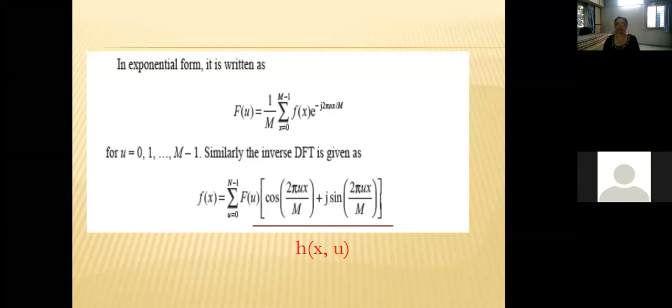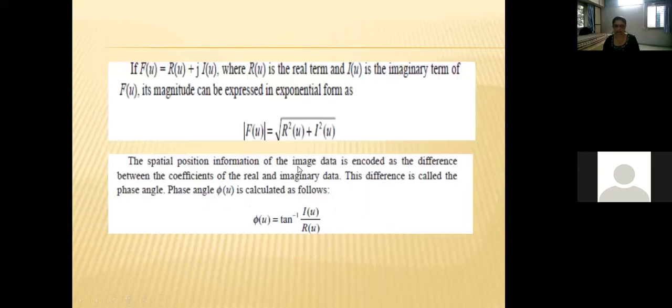Now the same concept is extended for a signal like an image. For a two-dimensional signal like an image, we can extend this concept. For the Fourier transform, you can determine the magnitude of the Fourier transform by this equation. Magnitude F(u) is given by the square root of the real part R squared u plus I squared u, that is the square of the imaginary part.